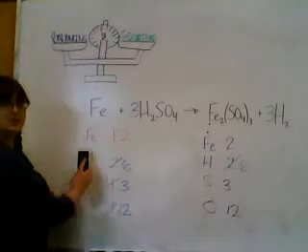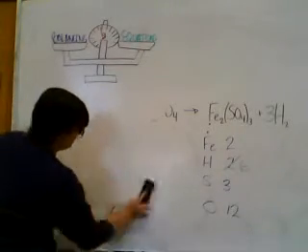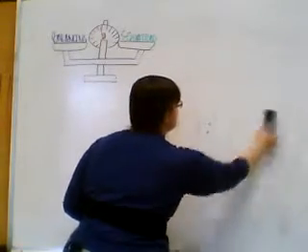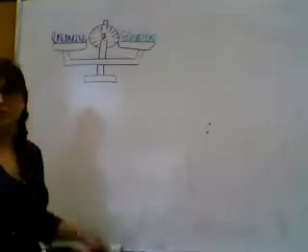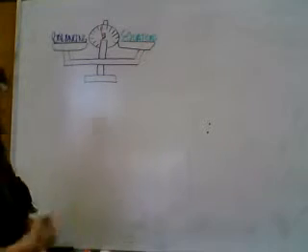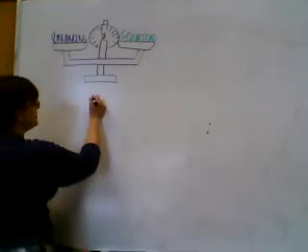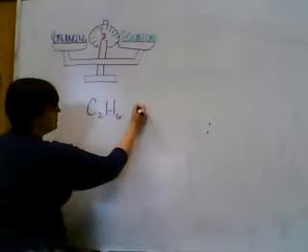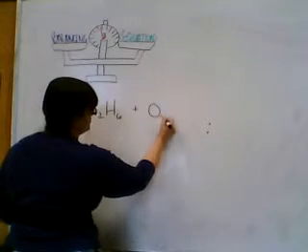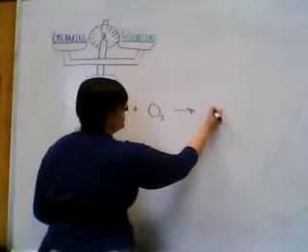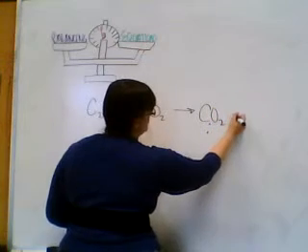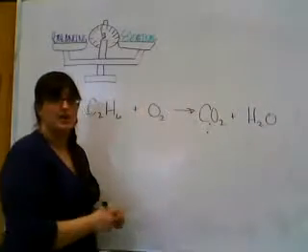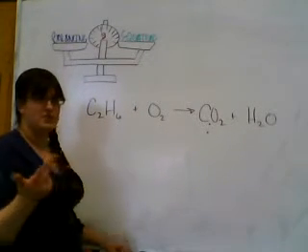So another example that we can do is one where we have a situation where our oxygens and hydrogens don't balance quite so easy. So what we're going to look at is C2H6 plus O2 makes CO2 plus H2O. Okay? Pretty much nothing but carbons, oxygens, hydrogen in here.